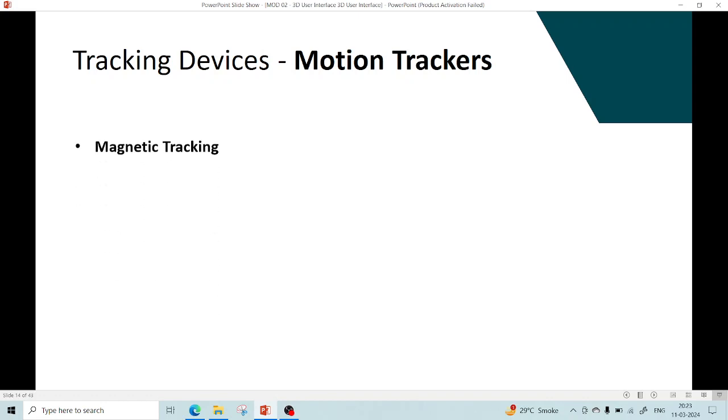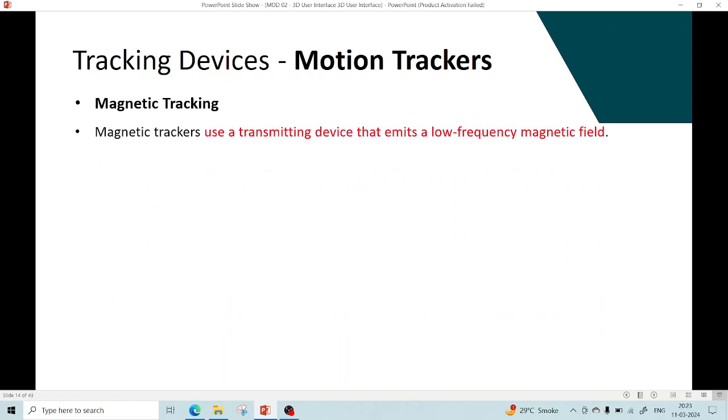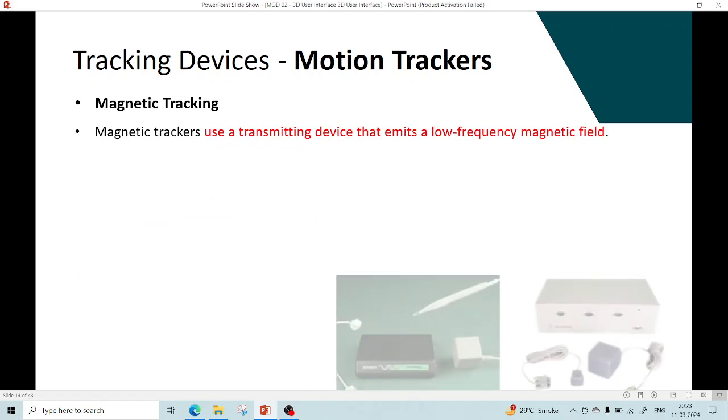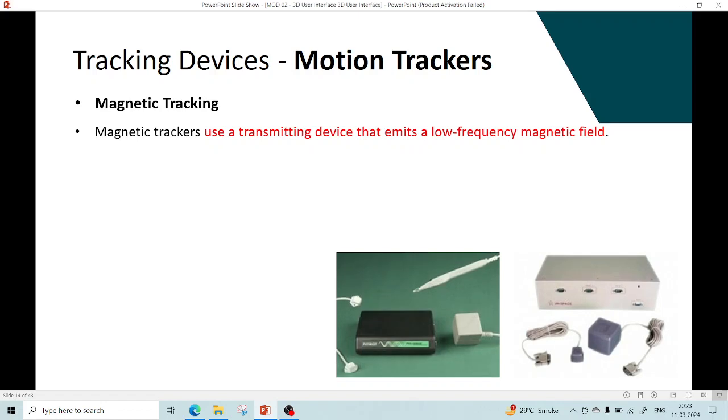Starting with magnetic trackers, they use a transmitting device that emits a low frequency magnetic field. The system in this figure is basically a low range magnetic tracking system which will have sensors and receivers. Generally, the range of these devices is between 4 feet to 30 feet, so it is not appropriate for large display environments.